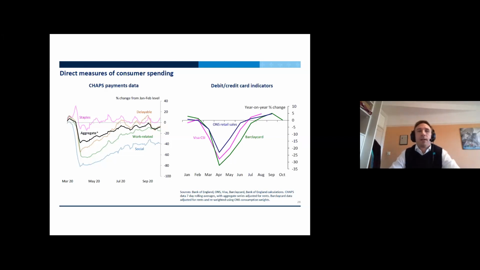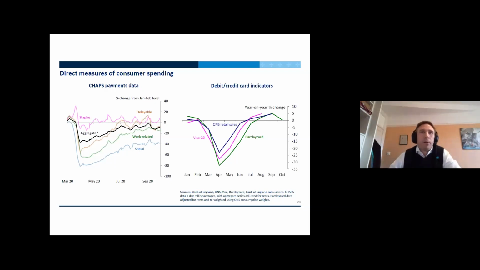On the right-hand side, there's also other direct measures of spending from different debit or credit card providers, again published with a lead over official data. So this is the Visa Consumer Spending Index and the monthly Barclaycard report shown here. The broad shapes are pretty similar to ONS retail sales. They're a bit weaker, but they will capture some of the weaker components of consumer spending more so than the official data, namely the more social elements of spending. So that can give you an insight as well.